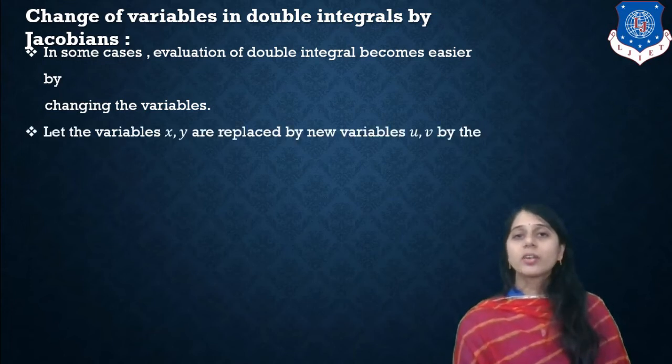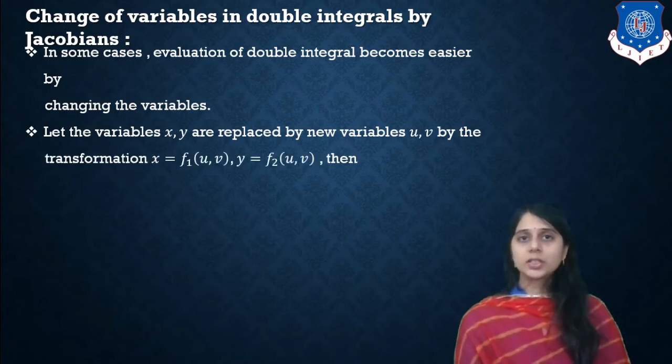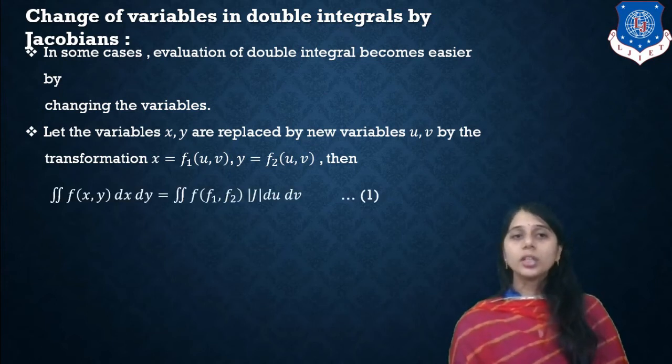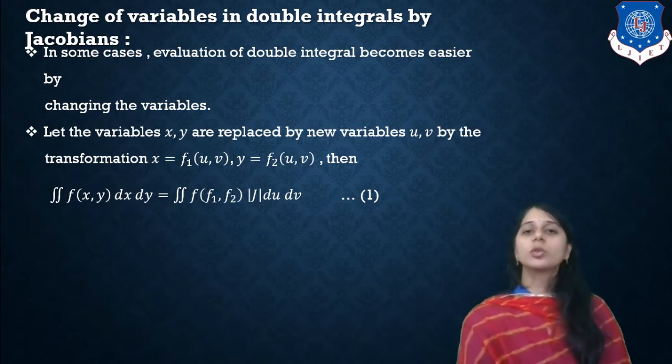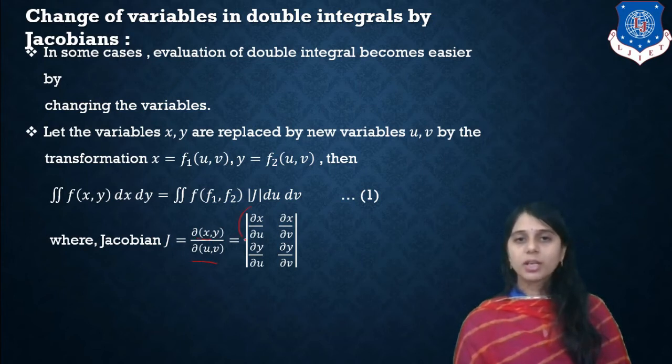Let the variables x and y be replaced with the new variables u and v, and transform the integration with x equal to f1 of u, v and y equal to f2 of u, v. So we get the integration of f of x, y dx dy for the double integral. We take f1, f2. What is the mod of J? Mod of J is the notation of the Jacobian, times du dv. So what is the Jacobian? Jacobian J is del of x, y over del of u, v: del x by del u, del x by del v, del y by del u, and del y by del v.